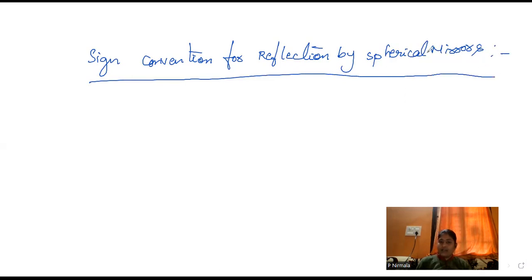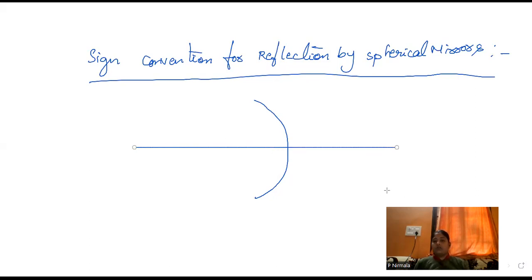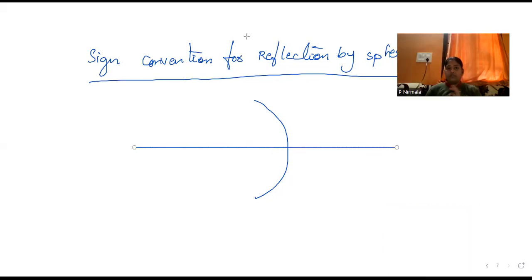And what is the sign convention? Yes, we have a sign convention here. So I'll take a mirror, a spherical mirror, and the principal axis. So now come to the graph. You know the graph very well, right? Drawing a graph.